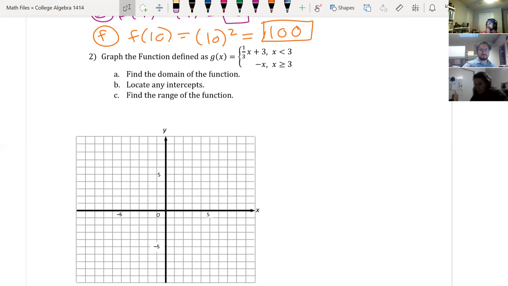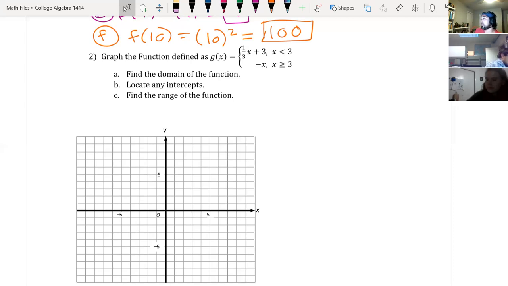So next, we are going to graph a piecewise function and find the domain, range, and any intercepts of the piecewise function. For number 2, we're given g of x equals 1/3 x plus 3, but we can only use this if our values of x are less than 3. And then the second output says g of x can equal negative x if our x values are greater than or equal to 3.